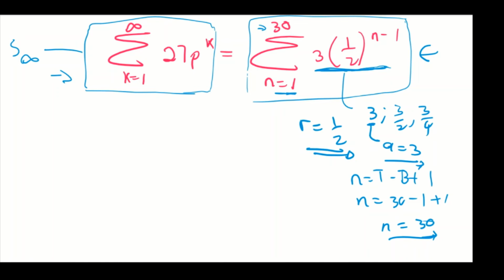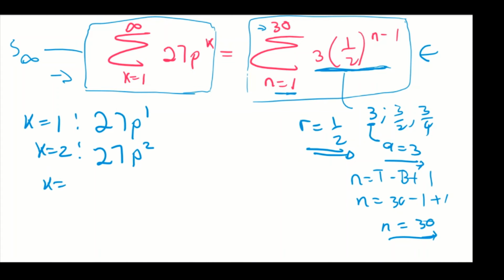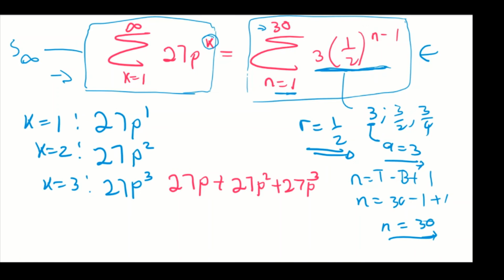So it's going to be when k is equal to 1, 27p to the power of 1, when k is equal to 2, 27p to the power of 2, when k is equal to 3, 27p to the power of 3. Right, we were substituting the k into this power here. So our first 3 terms of this sequence are going to be 27p plus 27p squared plus 27p cubed, right?